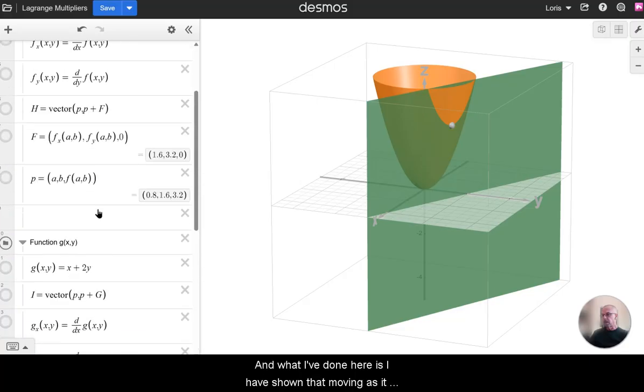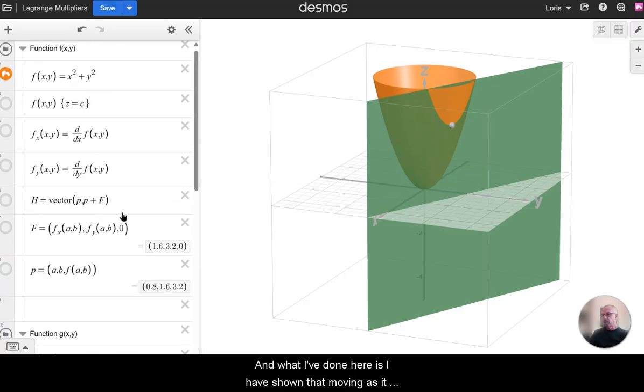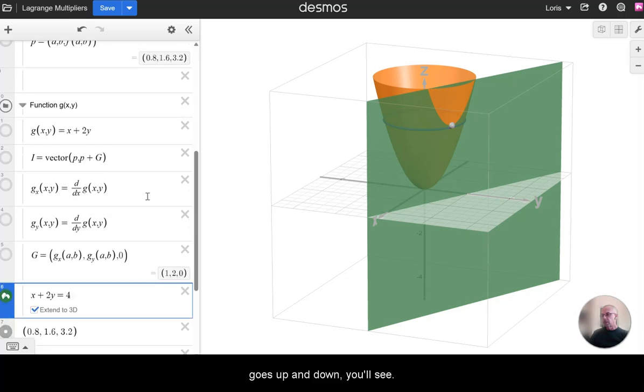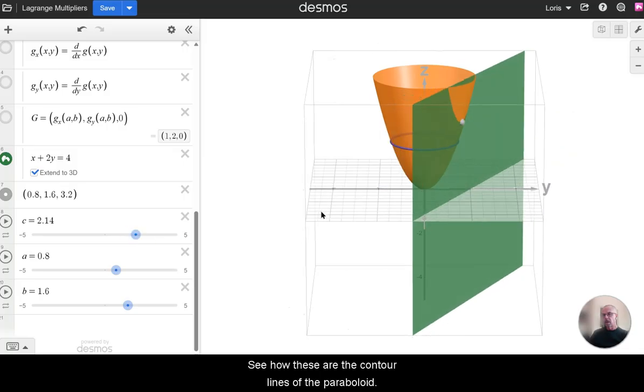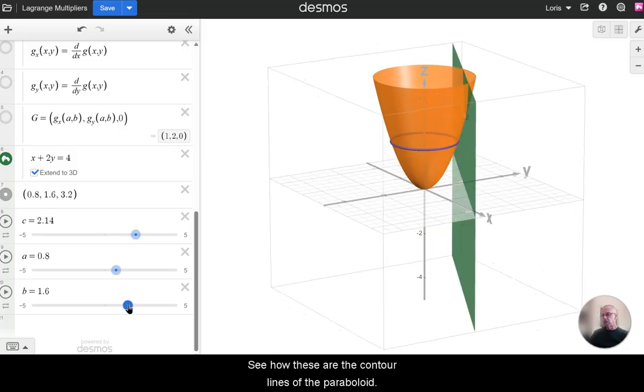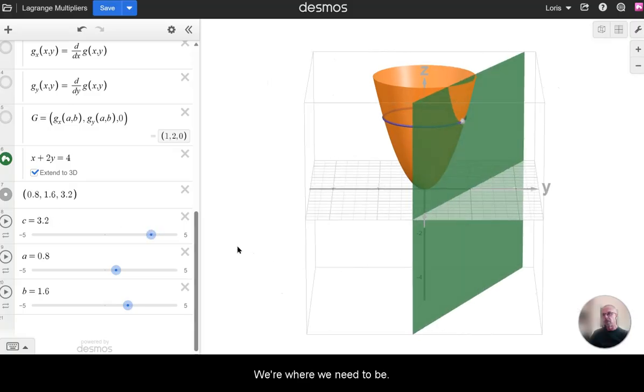And what I've done here is I have shown that as it goes up and down, you'll see how these are the contour lines of the paraboloid, and once we hit 3.2, we're where we need to be.